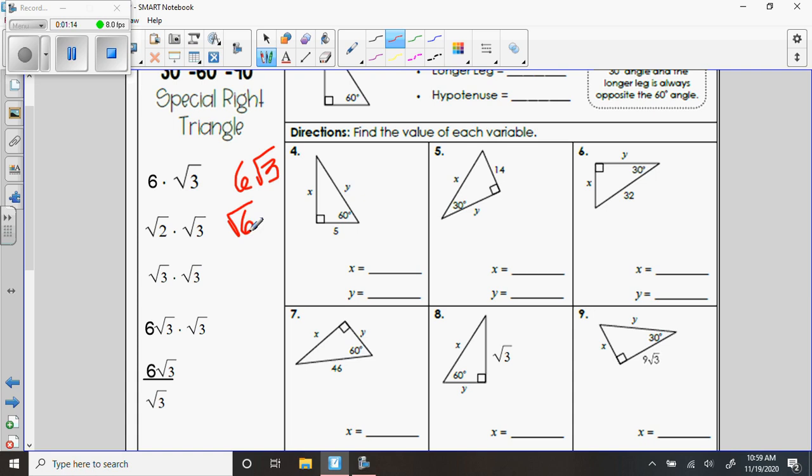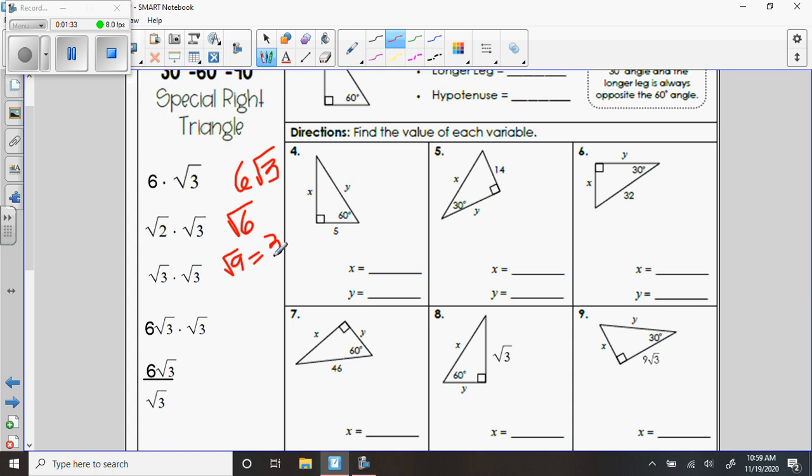Radical 3 times radical 3 are like terms. That can be broken down because 9 is 3 times 3. So we do take the square root of 9 because it will give us a whole number. So the final answer to that third one is 3.